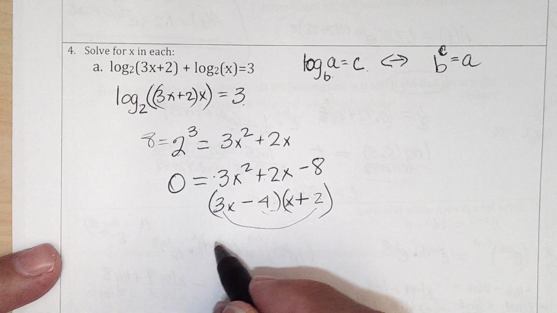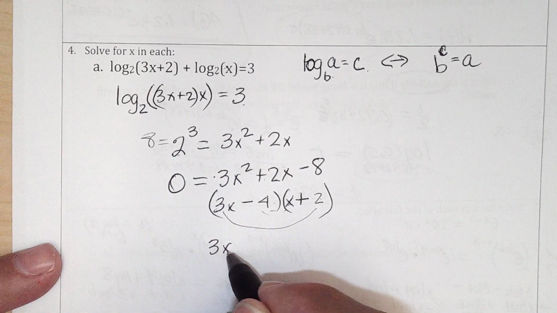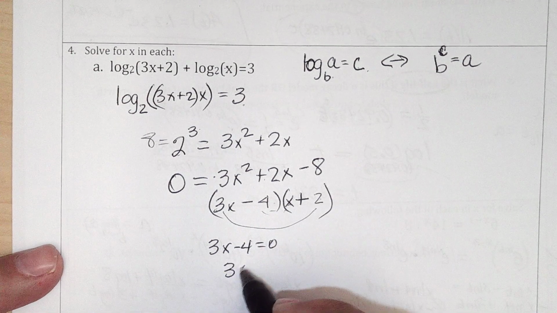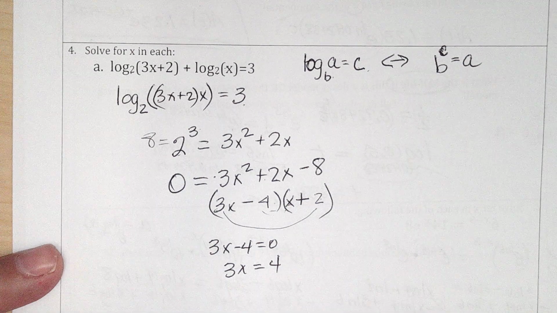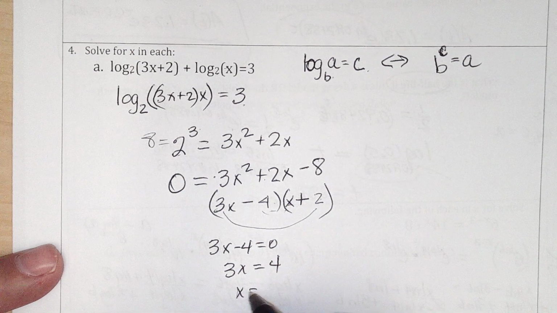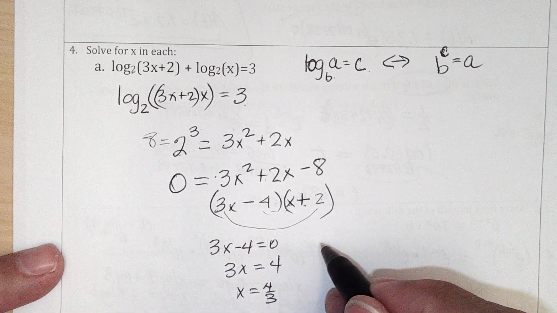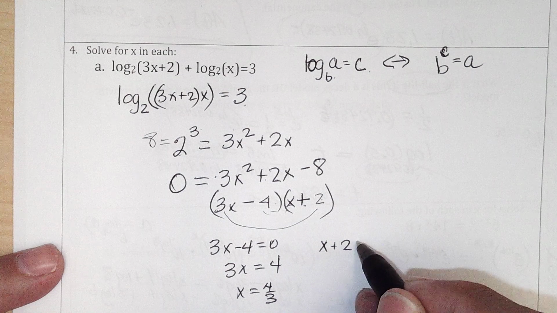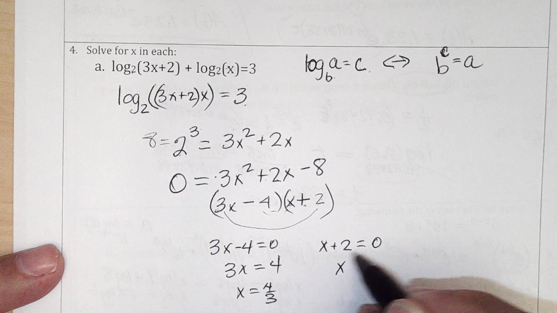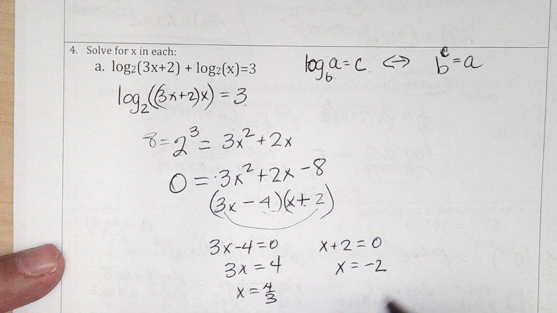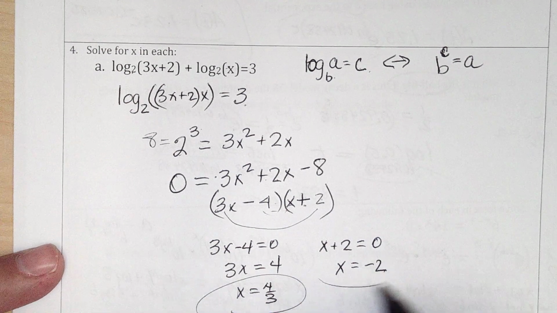Then I set the factors equal to 0. Add 4 to both sides. And divide by 3. Or I set this factor equal to 0. Subtract 2 from both sides. And so x is either that or that.